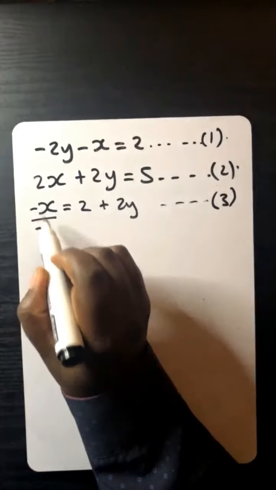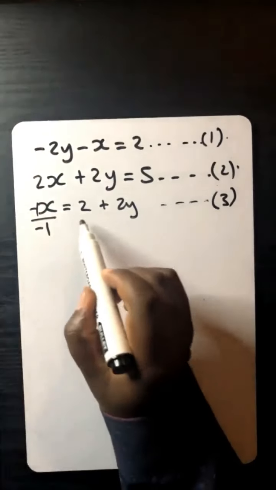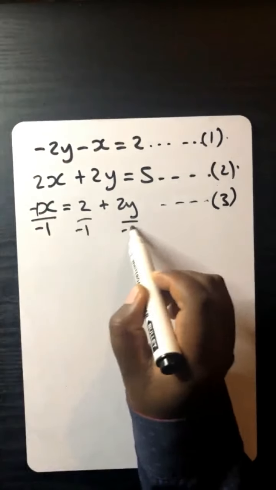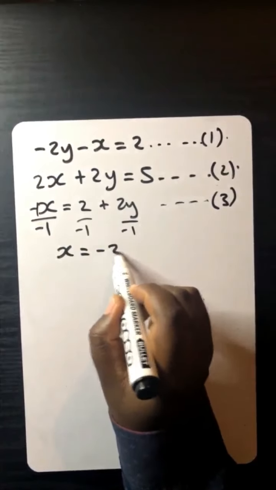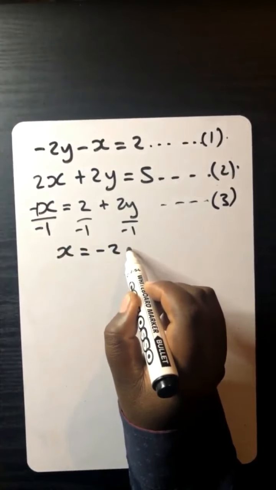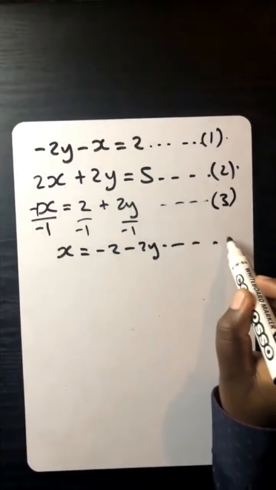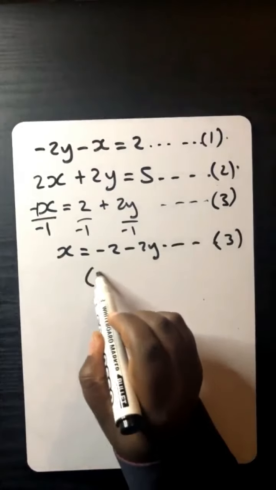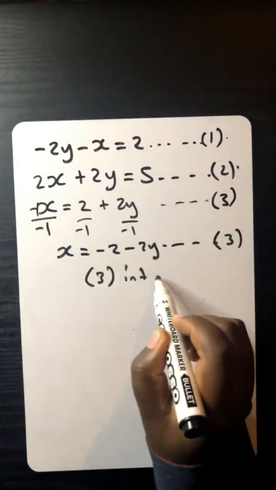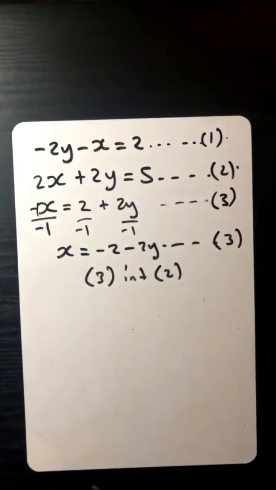Divide by that negative 1. Remember, there's an invisible negative 1 over there. Divide by negative 1. Remember, what you do on the left, you also do on the right, which means you've got x, which is equal to negative 2. What is it going to be? I think it's going to be negative y. Then this is now your equation 3, which you can substitute into equation number 2.